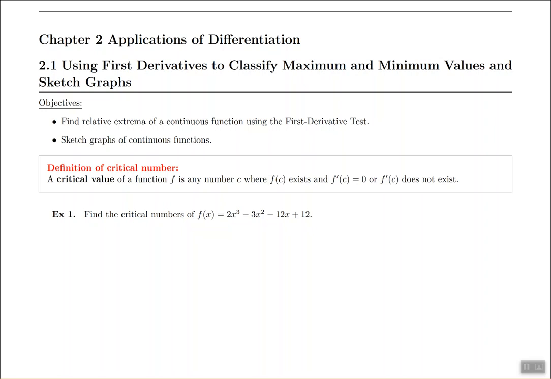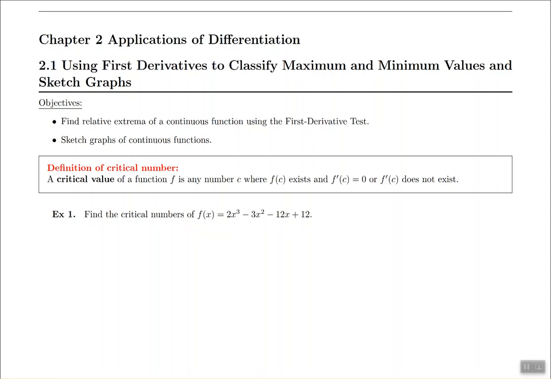In this video, we begin chapter 2, which is titled Applications of Differentiation. In this chapter, we will learn how to use the derivative rules that we just learned to find maximas and minimas mostly, and also to find inflection points, and finally to graph some curves. In section 2.1, we will be using the first derivative to find the maximum and minimum values of certain functions, and then we will try to sketch the graphs of those functions.